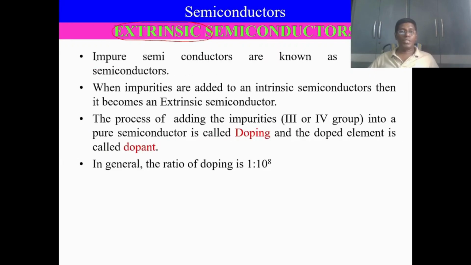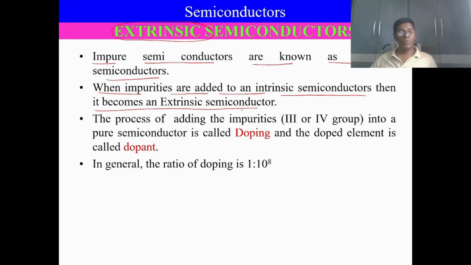Now, what is the meaning of extrinsic semiconductor? Impure semiconductors are known as extrinsic semiconductors. When some impurities are added into the pure semiconductor, it results in the formation of an extrinsic semiconductor.